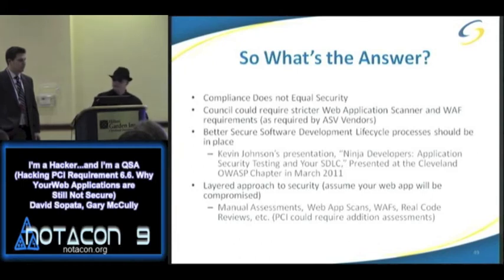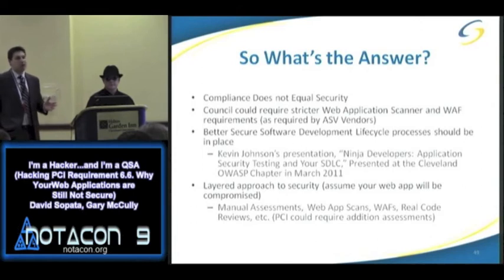Another thing that I identified is better development life cycles, baking security into your software development life cycle. Kevin Johnson gave a presentation at one of the OWASP meetings, the Cleveland OWASP chapter meetings, and that's essentially it, where you bake security into your processes, doing vulnerability assessments and code reviews before it gets implemented into production, which you're supposed to be doing anyway per PCI.